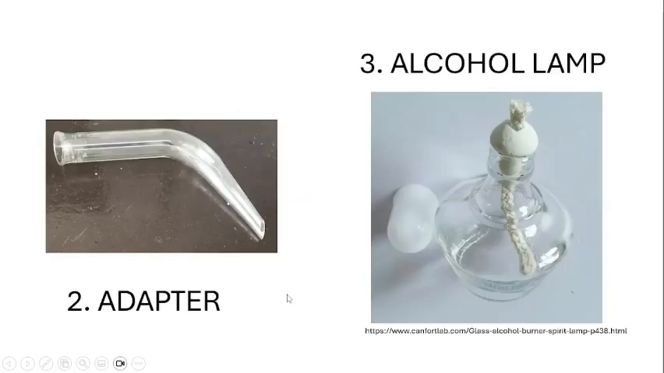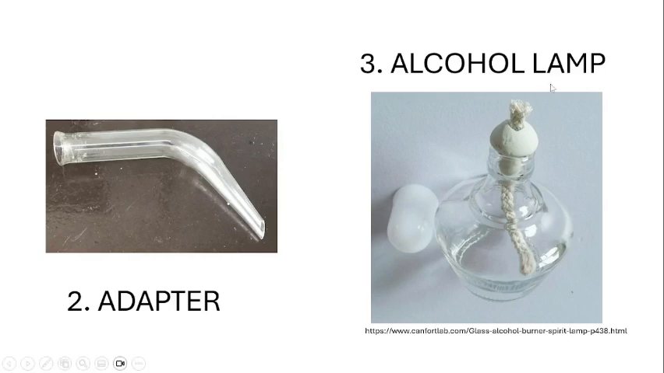The second apparatus is the adapter. The adapter is used to link the condenser to our receiving flask during distillation, which we'll figure out later on when we have the experiment on purifying compounds. This is made of glass and it varies in size depending on the size of the condenser as well. The condensate from the condenser will pass inside, and this tip here is connected to the receiving flask.